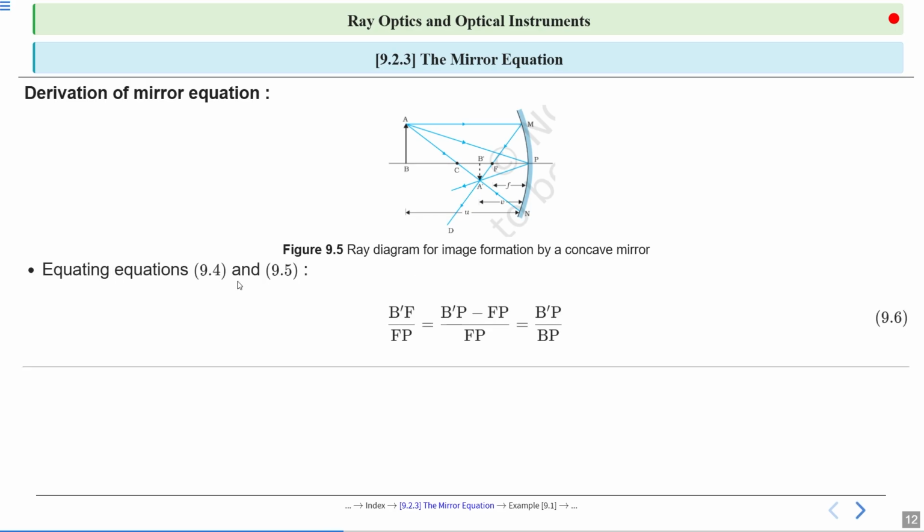So equating equations 9.4 and 9.5, we come to the conclusion that B'F by FP is equal to B'P upon BP. B'F can be written as B'P minus FP. So B'F upon FP equals B'P minus FP upon FP, which is equal to B'P upon BP by equating equations 9.4 and 9.5. So we came to another equation, 9.6. Now we will put the values and find the relation.